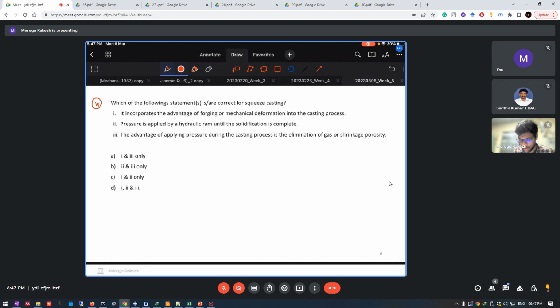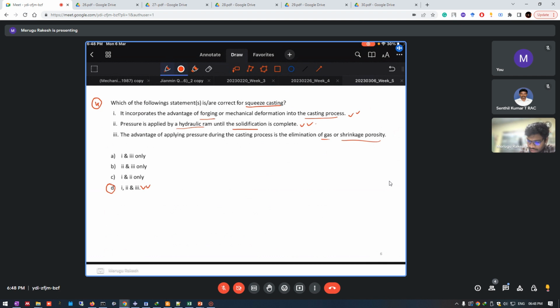Yeah, this is a straightforward question regarding squeeze casting. It incorporates the advantages of forging into the casting process. That is true. Pressure is applied by a hydraulic ram till the solidification is complete. That is true. The advantage of applying pressure is to remove the gas or shrinkage porosity. So you will be correct.